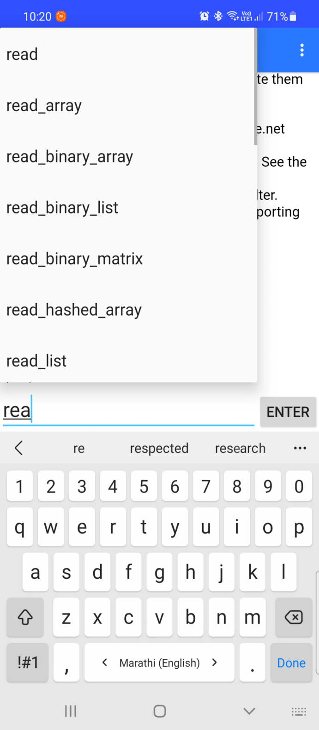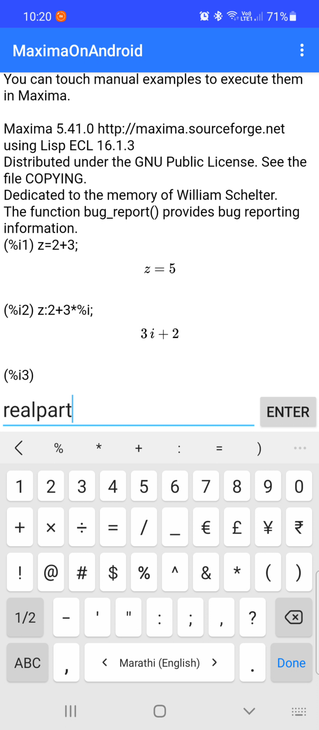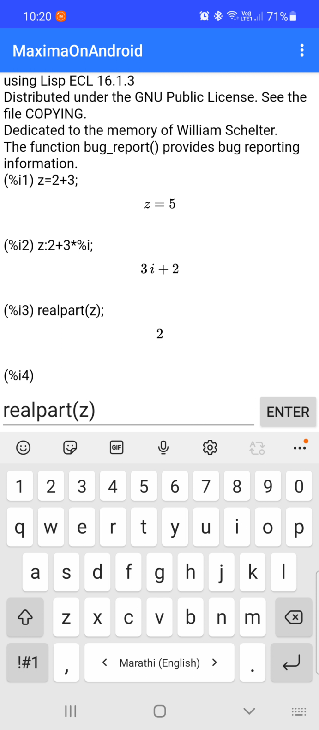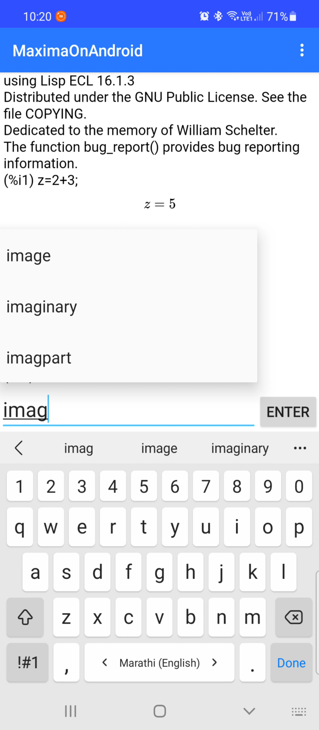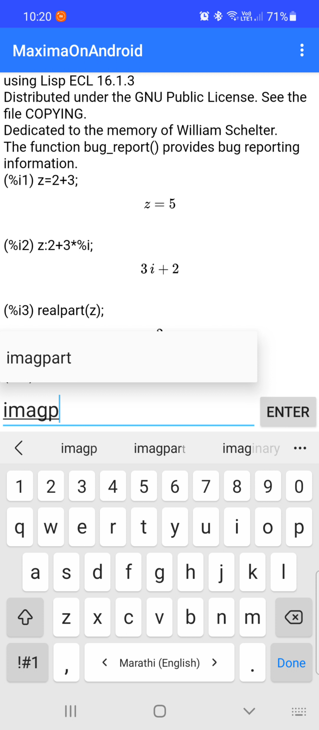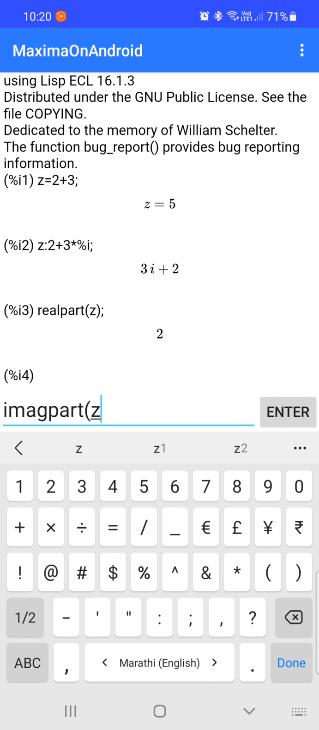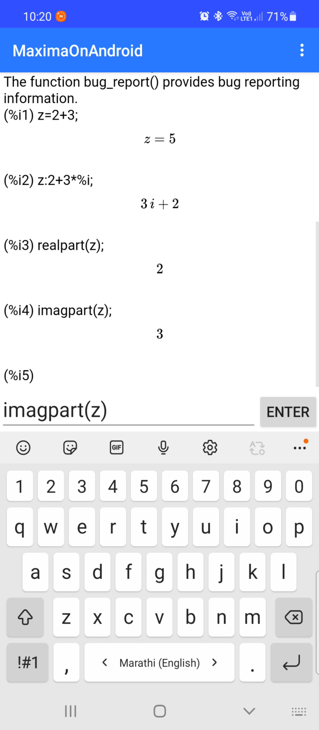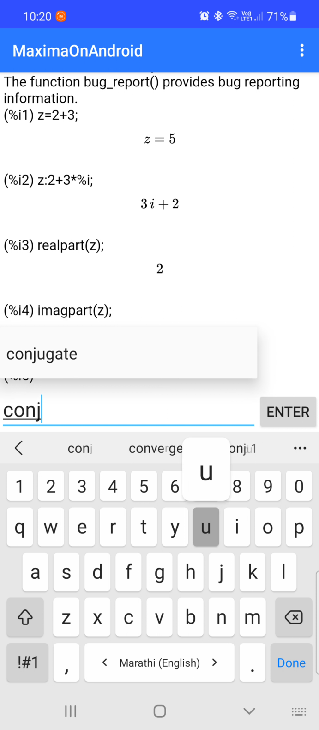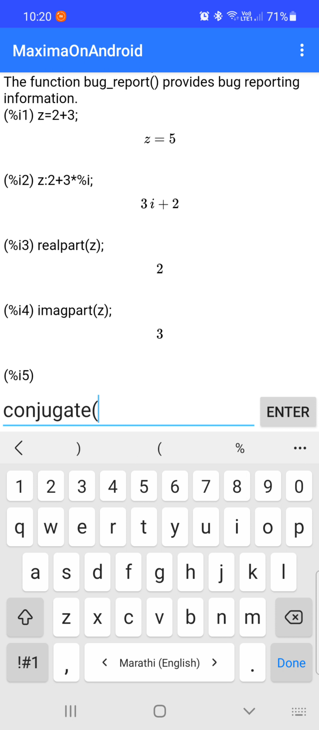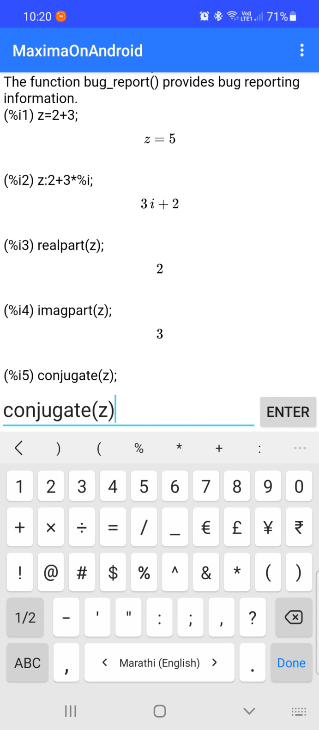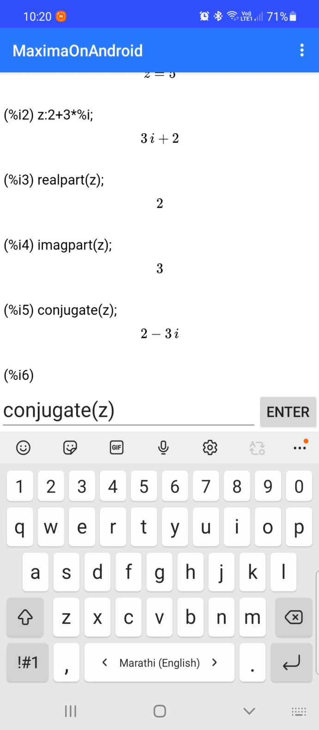Now to find the real part of this complex number, just enter the command realpart of z. Then the real part of this complex number is 2. Similarly, to get the imaginary part, just enter the command imagpart of z. We get the imaginary part of this complex number is 3. Now to find the conjugate of this complex number, we can just enter the command conjugate of z, then we get 2 minus 3 times i.